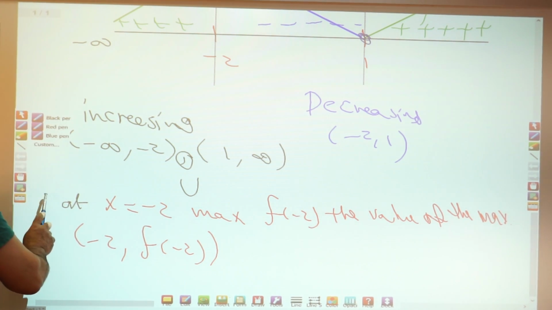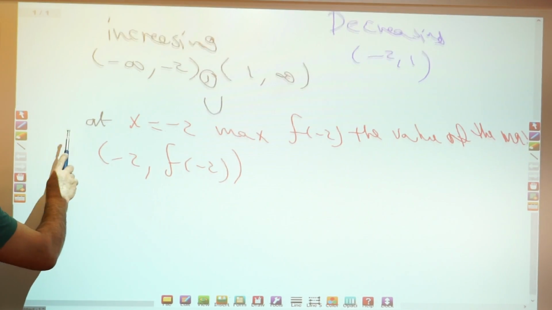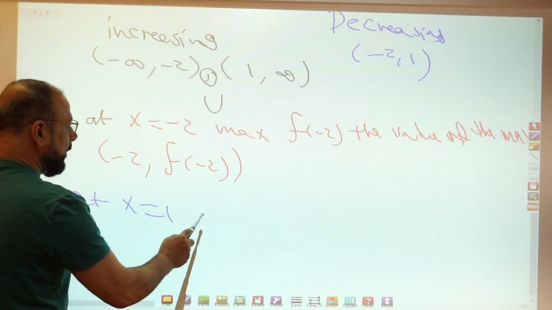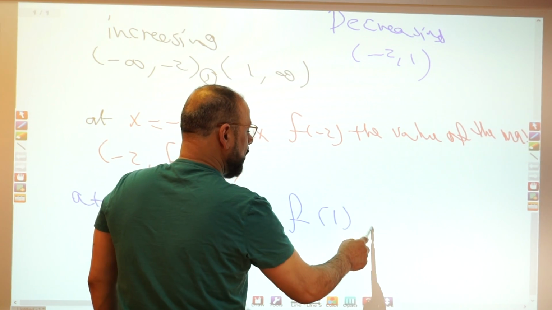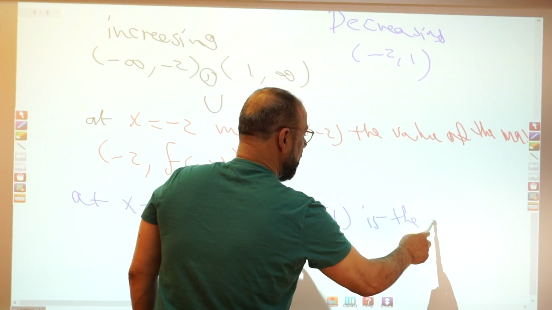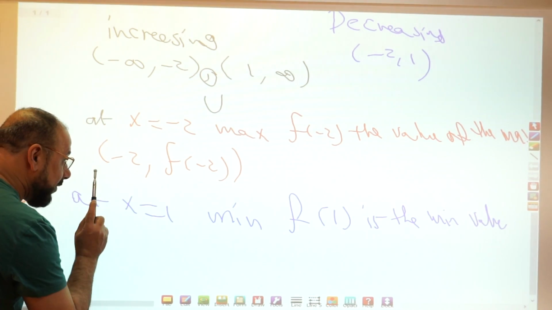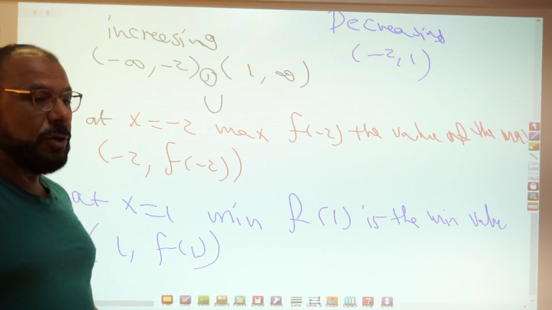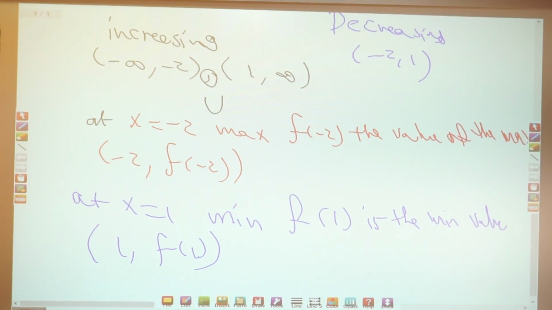Now, f of negative 2 is the maximum value, right? And f of 1? At x equal 1 is a minimum, so f of 1 is the minimum value. You plug 1 into the function. That's all we have. Let me just show you the graph of this function.